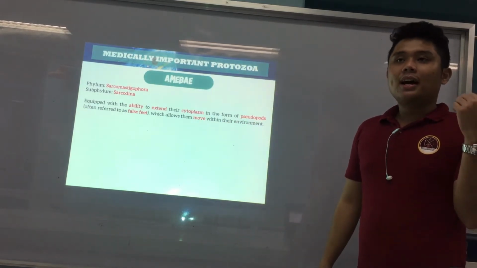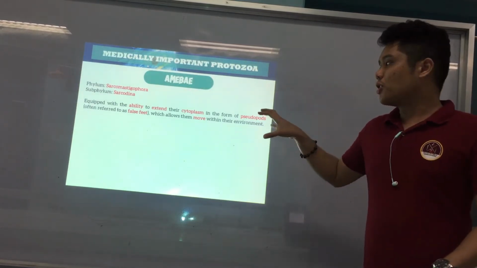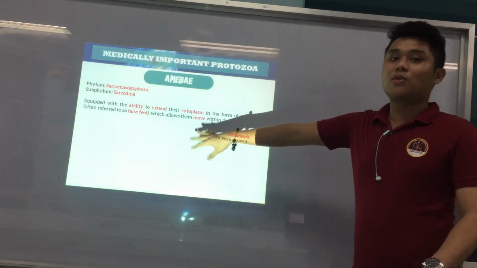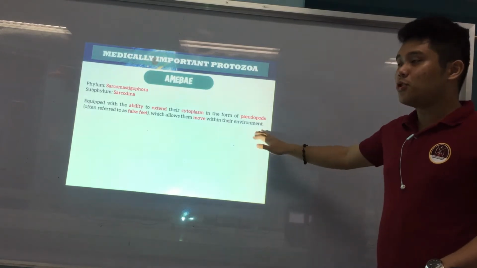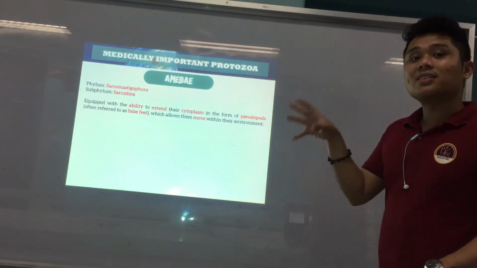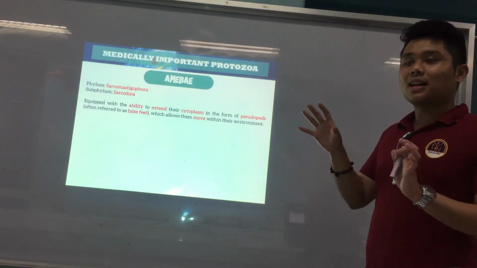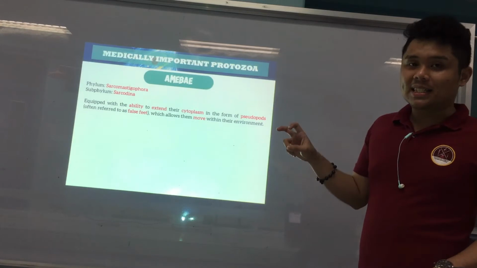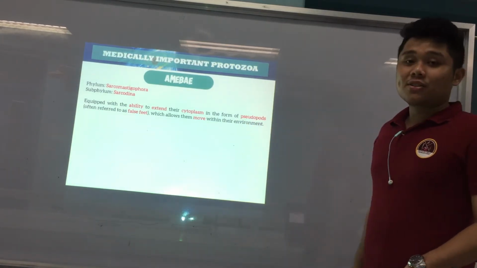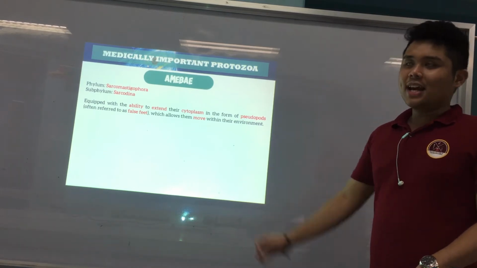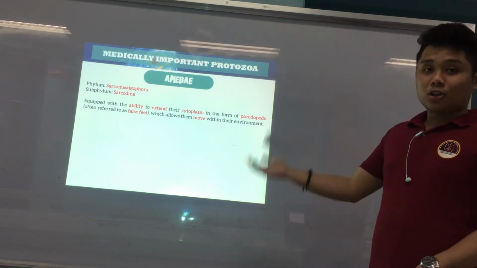I mentioned this also in our activity, the virtual microscope. They have pseudopods, which are extensions of the cytoplasm that allow them to move. The rough translation of pseudopods is false feet. They're not really feet; they just appear like feet. Again, pseudopods allow them to move in the environment, so for amoeba, their organ of locomotion is the pseudopods.